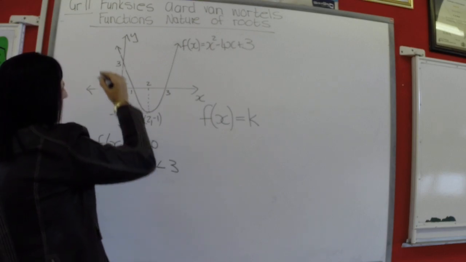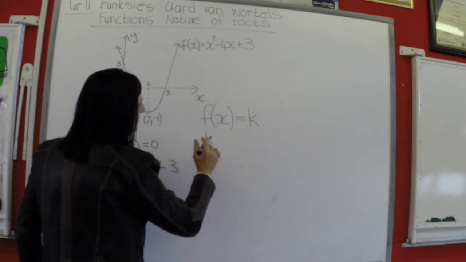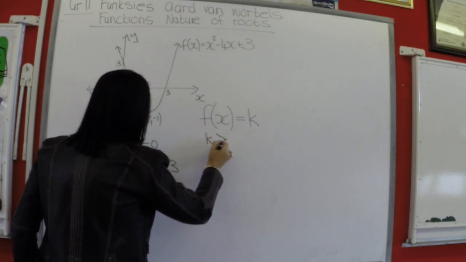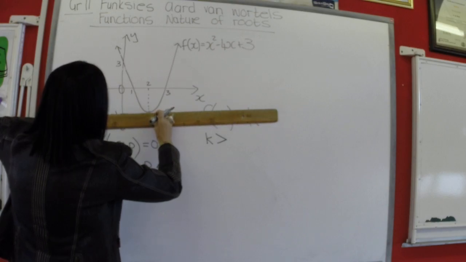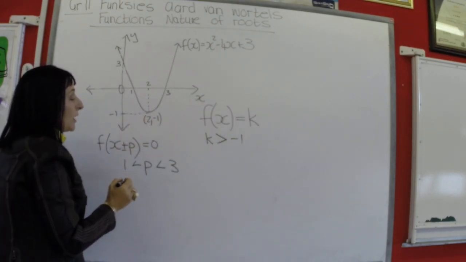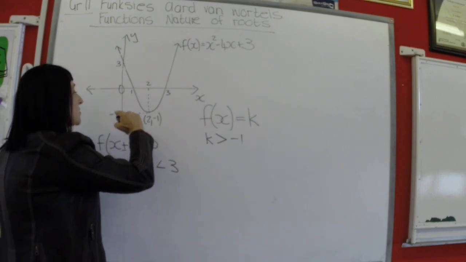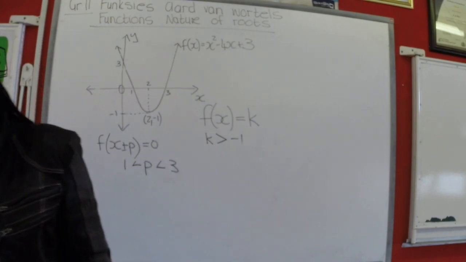For this function to have 2 real roots, k must be greater than -1. If it's equal to -1, it got 1 root. If it's smaller than -1, it got no roots. Goed, baie maklik. Next question.